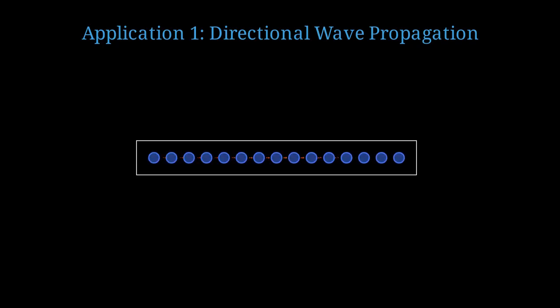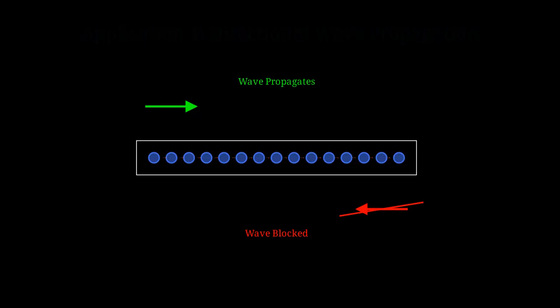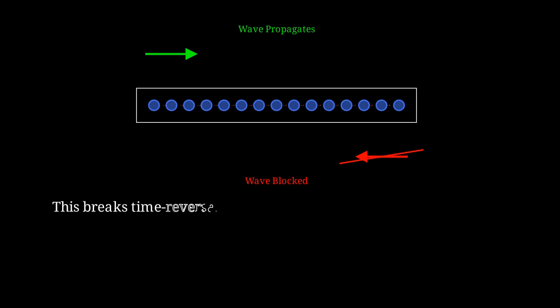The first major application is directional wave propagation. We can design materials where mechanical or acoustic waves travel in one direction but not the reverse. Imagine a chain of particles with non-reciprocal couplings. A wave can propagate from left to right but is blocked when traveling from right to left. This creates a mechanical diode. This one-way wave propagation breaks time reversal symmetry locally in the material, even though the microscopic dynamics might still be time reversible when including the environment.